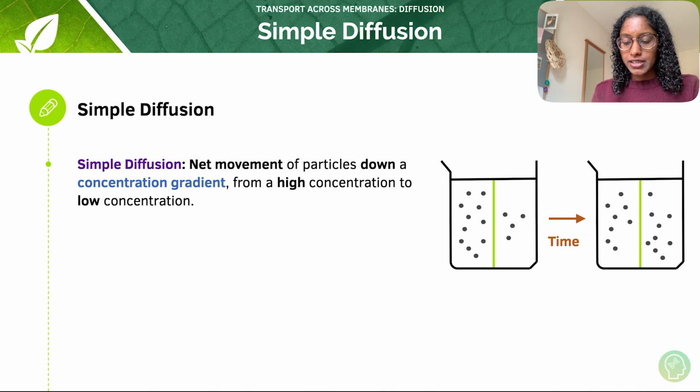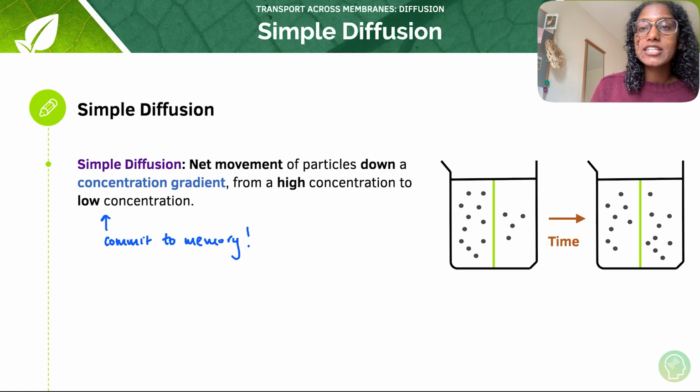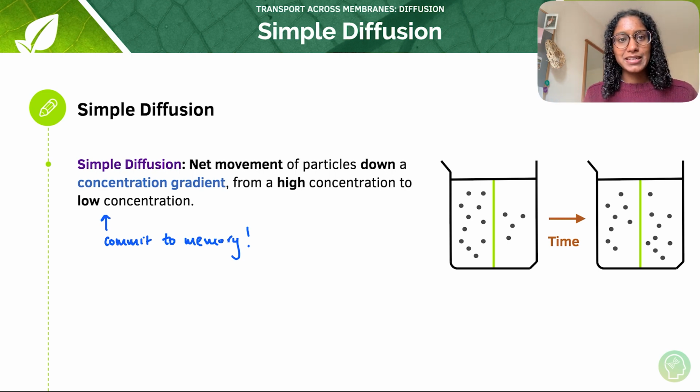Now, simple diffusion is net movement of particles down a concentration gradient from a high concentration to a low concentration. So this is a definition that you need to commit to memory. So I'll just put this here to remind you. And let's just break it down and think about what it actually means.